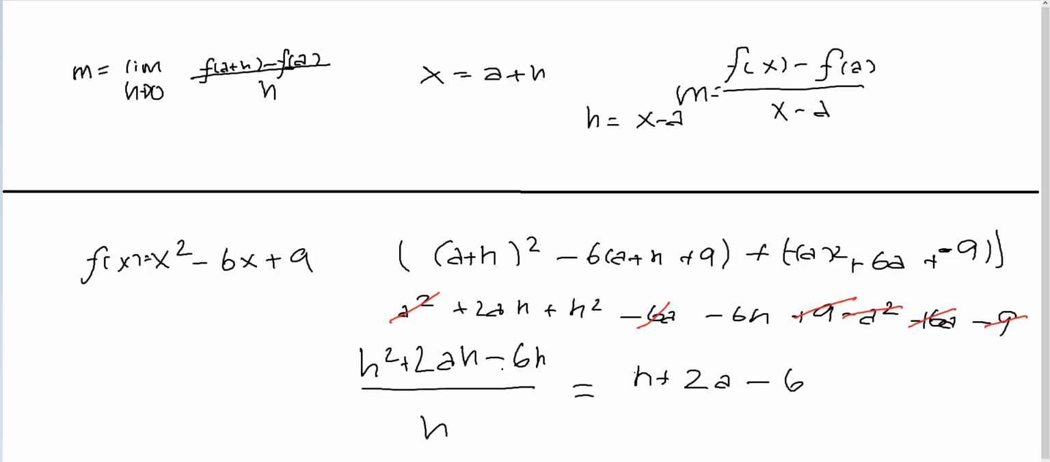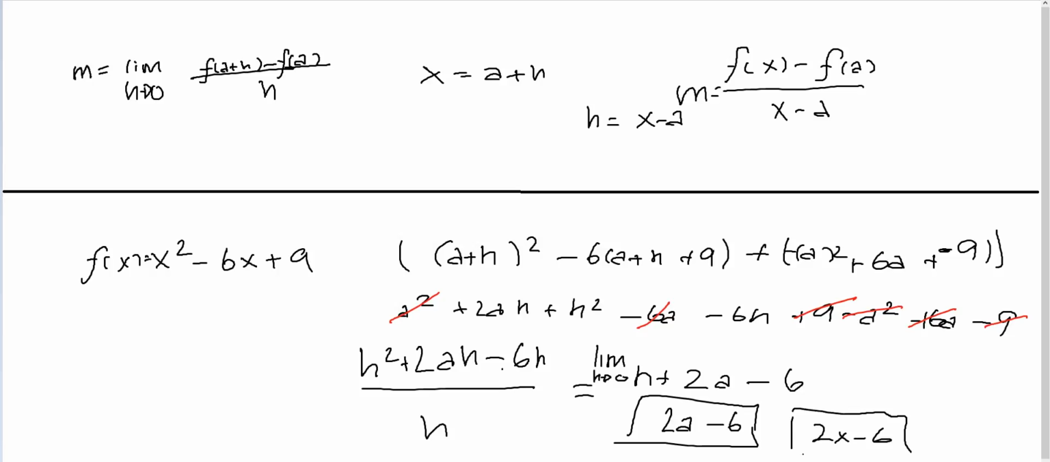Now we can plug in, since this limit is as h goes to 0, and we now get 2a minus 6. And that is our derivative of the function x squared minus 6x plus 9. And if you want, you can substitute this a for x and say that 2x minus 6 is our derivative. Either one should be okay.